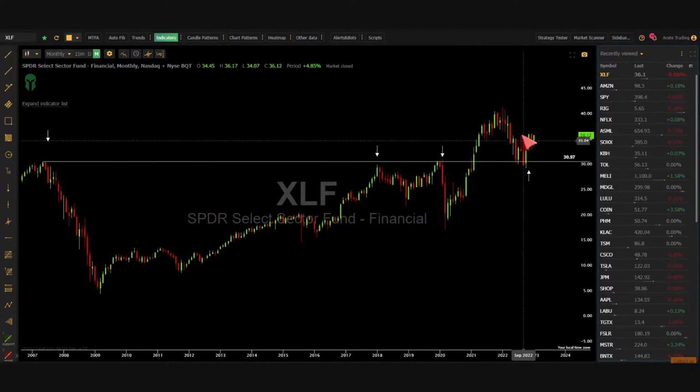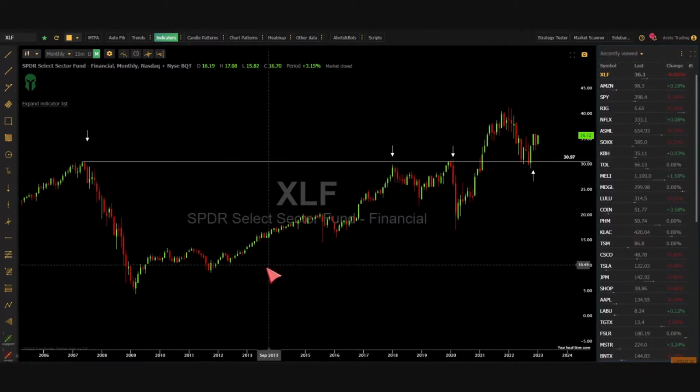And now you're seeing this bull flag form. This bull flag formed because we held support. We didn't hold support because the bull flag formed. You follow me? That's why it's so important to understand this and how this works.